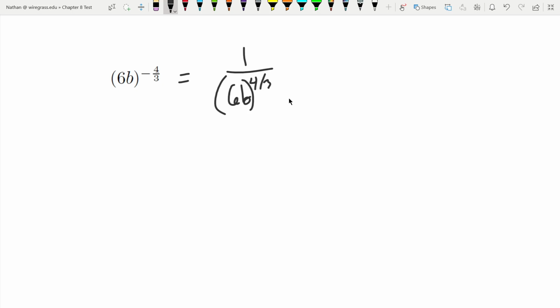So the cube root of 6b doesn't do anything, right? The cube root of 6 can't simplify that down. Cube root of b can't simplify that down. We can, however, put them to the fourth power first. And so that's going to give us 1 over 6 to the fourth power times b to the fourth power, and then do the cubed root. Because you can do it in either order.